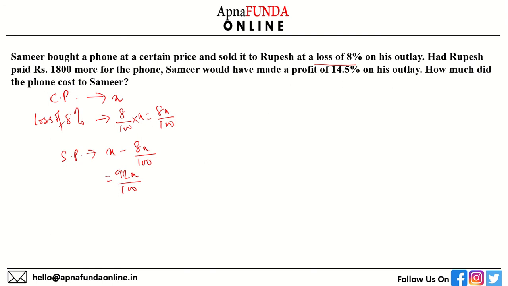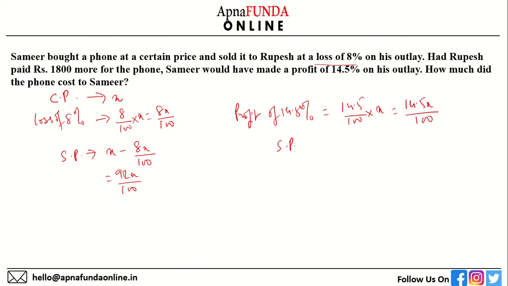Had Rupesh paid 1800 more, Samir would have made a profit of 14.5% on his outlay. So let's say the profit of 14.5%. So this is 14.5 by 100 into X, which is 14.5X by 100.